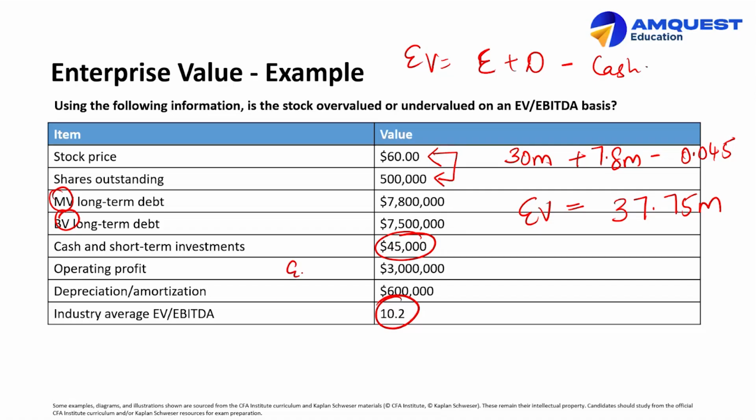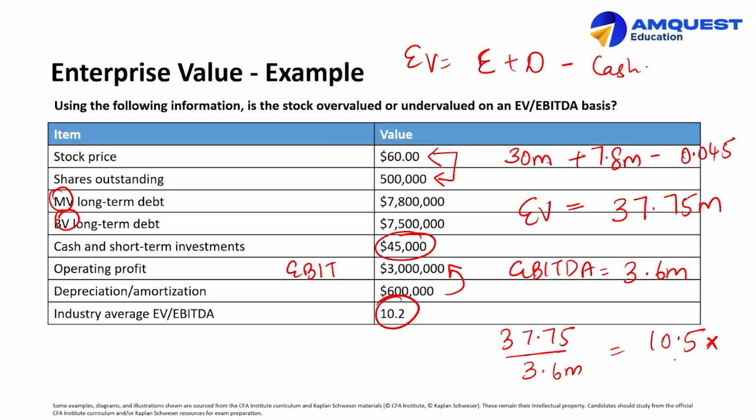ऑपरेटिंग प्रॉफिट इज EBIT. हमें चाहिए EBITDA, तो इसको ऐड करना पड़ेगा. EBITDA इज 3.6 million. So 37.75 divided by 3.6 million. This will give me answer which is around 10.5x. So my company का EV by EBITDA is 10.5x, industry का is 10.2.